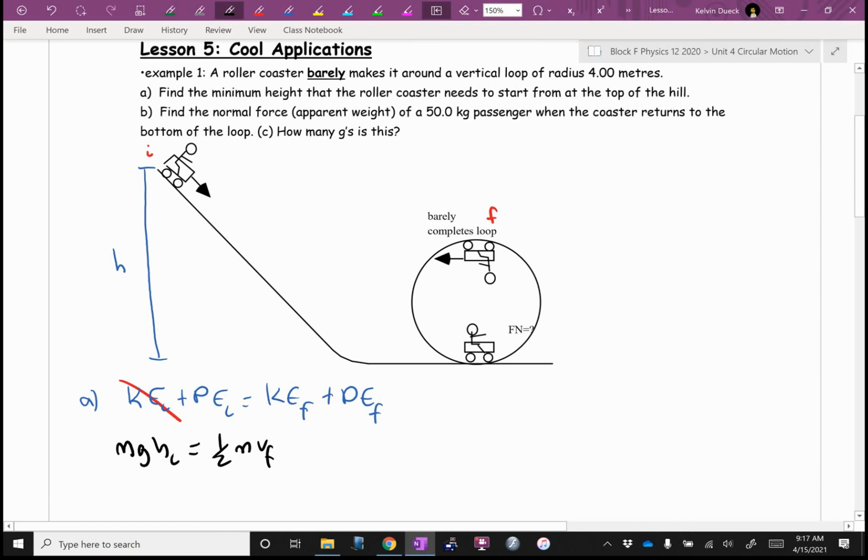I'm not going to ask you a question this tough on the test. You'll see why. So we have a roller coaster that barely makes it around a vertical loop of 4 meters. And the first question it asks is find the minimum height that the roller coaster needs to start from at the top of the hill.